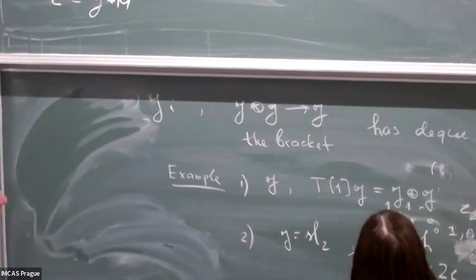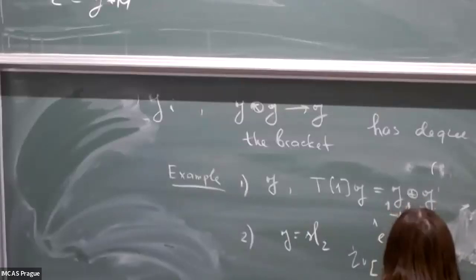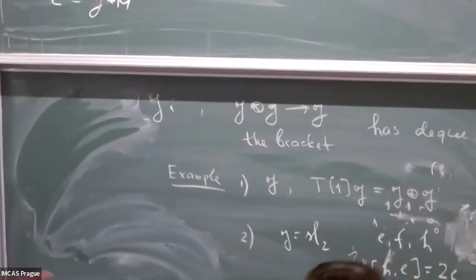But you probably mean SO3? If you take SO3, so 1, 2, 3, 2, 3, 1, then maybe it will be cyclic. Is that what you mean? Instead of SL2, we take SO3. Okay, but that's the next question.